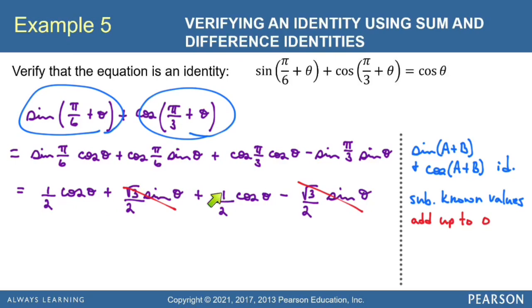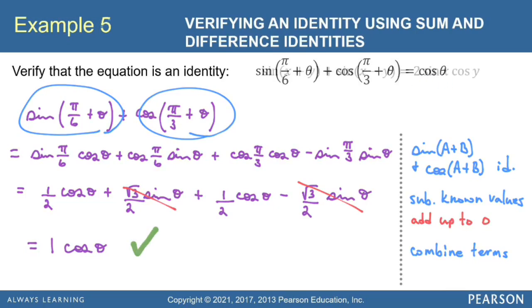And then we can combine these cosine terms. So we have 1/2 cosine theta plus 1/2 cosine theta. 1/2 plus 1/2 is 1. So that leaves us with 1 cosine theta because we combined our like terms, and that is equivalent to the right side of the equation we started with, so that's the end of our proof.